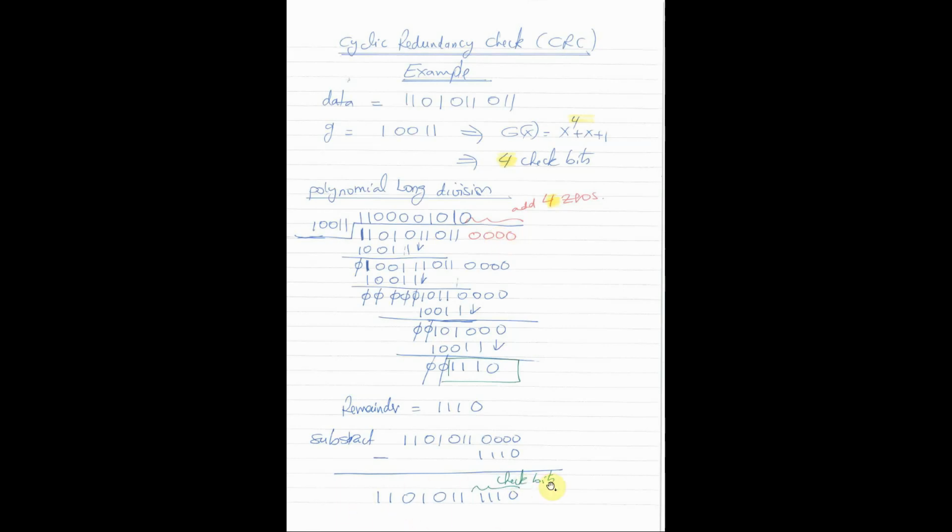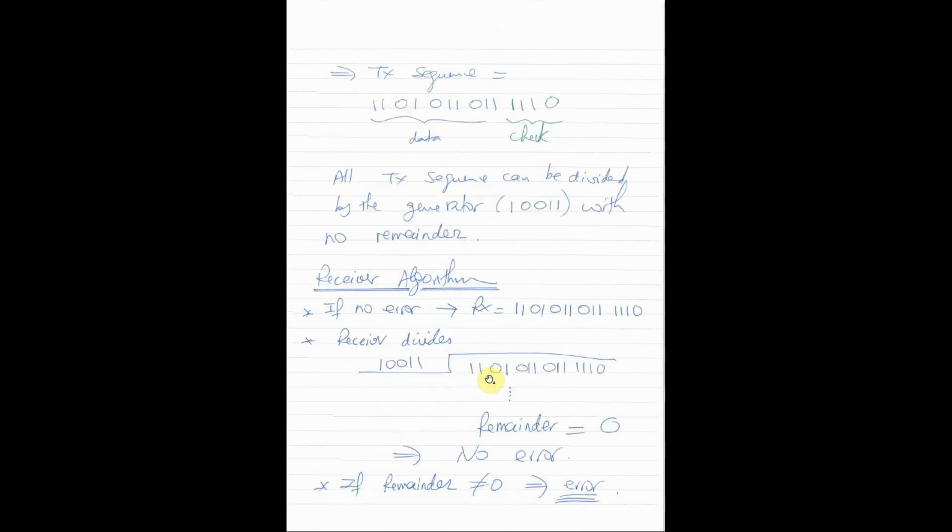I think you should be convinced now that this transmitted sequence, if I try to divide it by the same generator, gives me a 0 remainder. It is divisible. So this is the structure that was added by the sender. The sender makes sure that any transmitted sequence, regardless of the data, because we get a suitable remainder here that we use as check bits, is such that the whole thing is divisible by the generator.